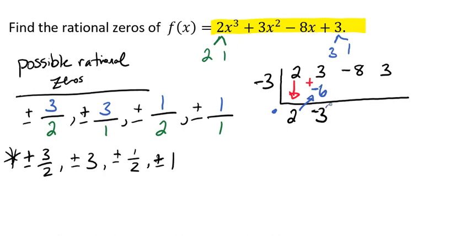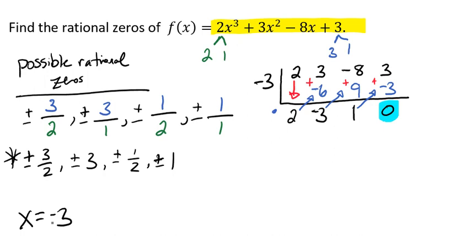And then -3 times 3 is a +9. And we'll add those and get a 1. And then 1 times -3 is -3. And we'll add these and get a 0. And the 0 is what we need, everybody, right? That's what we need. So this is saying that one of our zeros is x equals -3.